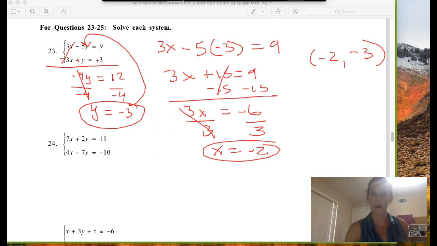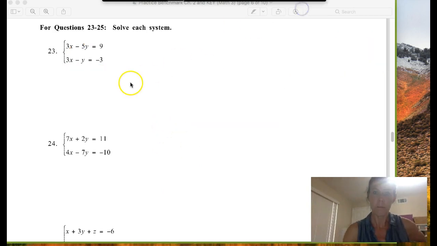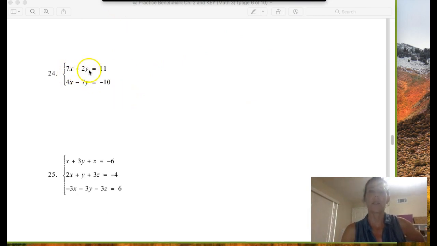All right, let's look at 24. 24, I have 7x plus 2y equals 11, 4x minus 7y equals negative 10. The x's don't line up, the y's don't line up. I could use substitution, but that's going to be a pain. So my choice would be multiplication and then elimination.